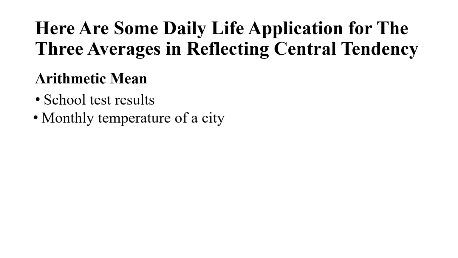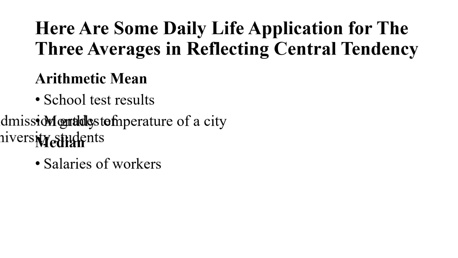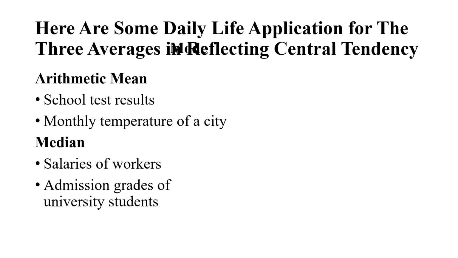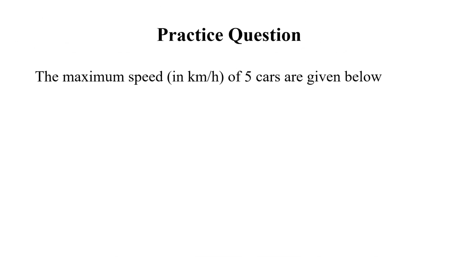Here are some daily life applications for the 3 averages. For arithmetic mean, the applications are school test results and the monthly temperature of a city. Similarly for median, salaries of workers and admission grades of university students. And for mode, the real life situations may be the best-selling item and voting results. Here is a practice question, which will be helpful in understanding the concept.